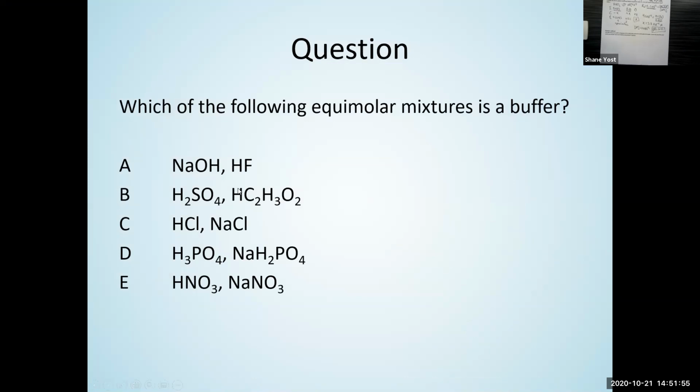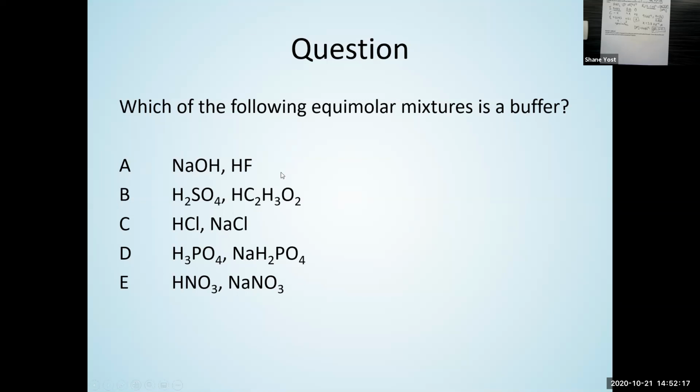Anyone have any thoughts of which of these 5 solutions would be a buffer? Got someone online saying E. Any other thoughts? So let's look through these one at a time.